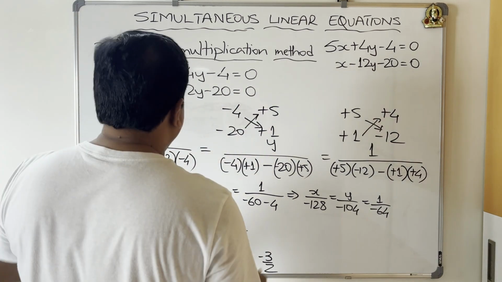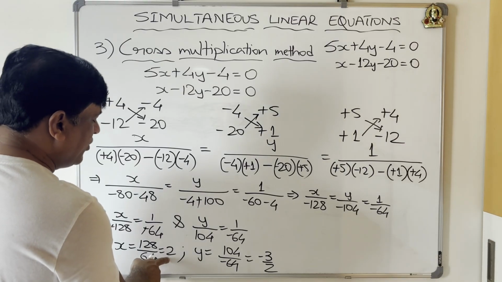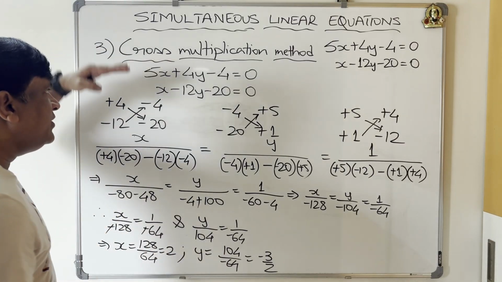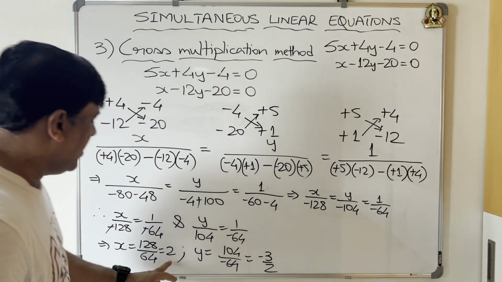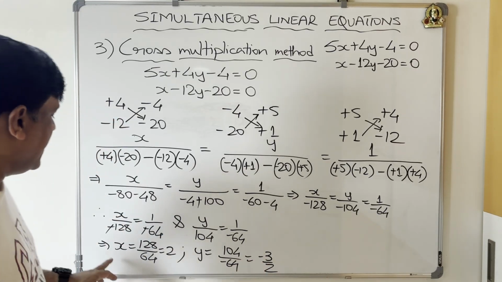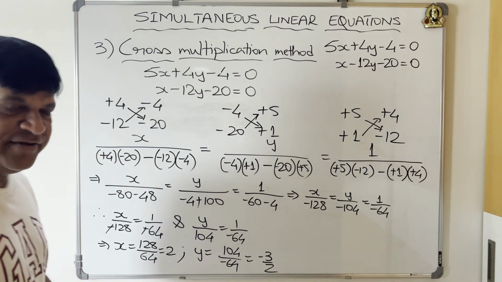So did you understand? So we got to the same place. In all the three methods, it is very clear that you get to the same answer, 2 and minus 3. X is equal to 2 and y is equal to minus 3.